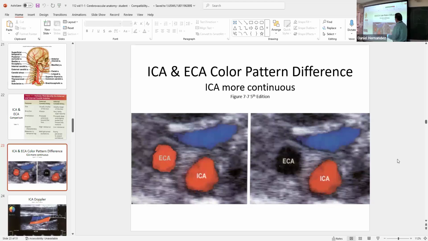We can also get a good idea with our color flow as well. When we're imaging the bifurcation, ECA and ICA, and we have our color on, if one of them goes black or even turns blue for a momentary period, it's pretty safe to assume that that's the external carotid artery, whereas the ICA will continuously have blood flow, so it should always have color within it. It should always stay red.